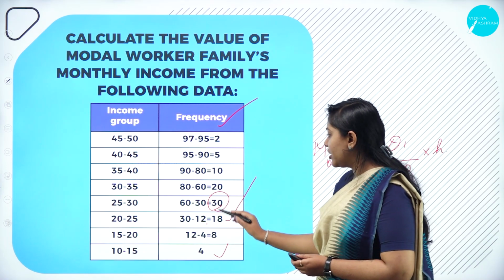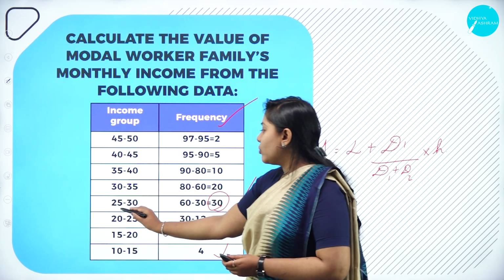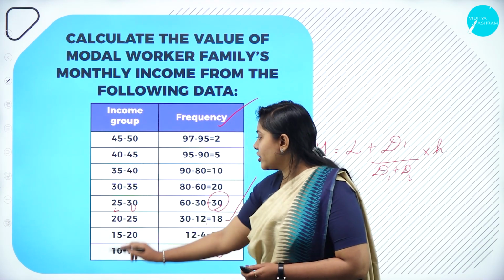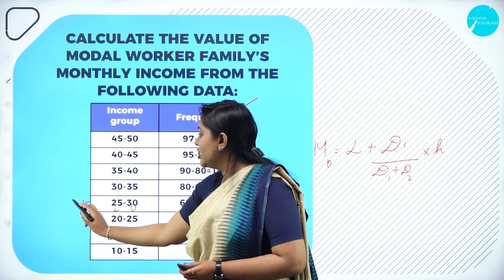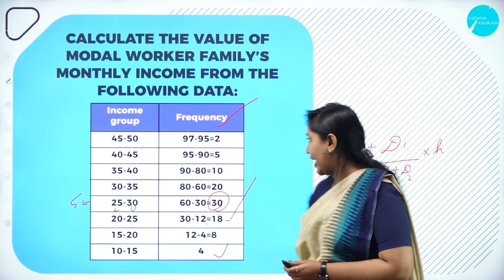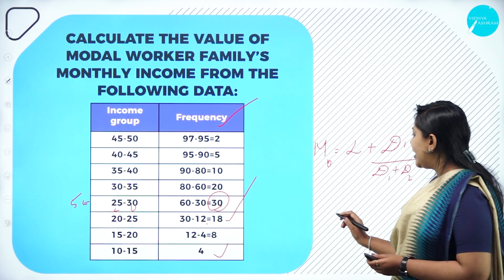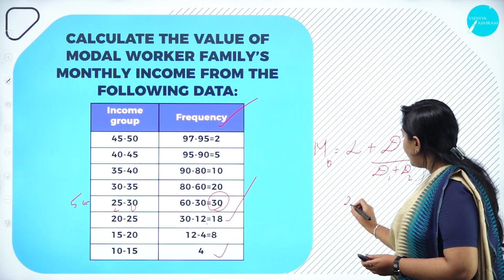So with this 30, lower limit will be what? 25, upper limit will be 30. So the difference of this will be how much? 5. The class interval is 5. So we have got h, that is 5. We have got lower limit as 25.